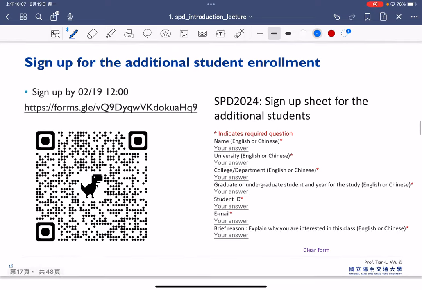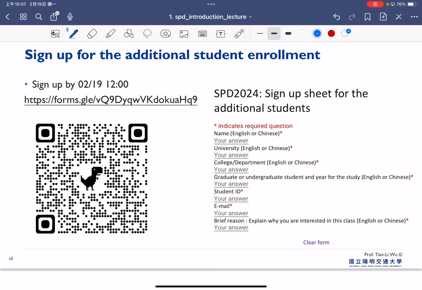Okay, one more last thing is that right now in the system, we have 60 students. And the limit for students who can enroll in this class is 70 students. But the problem is that some of you have already written an email to me saying that you want to do additional enrollment in this class, but I have to make sure that the student size is within the size I can manage. So right now I cannot guarantee that everyone who wants additional enrollment can be approved.